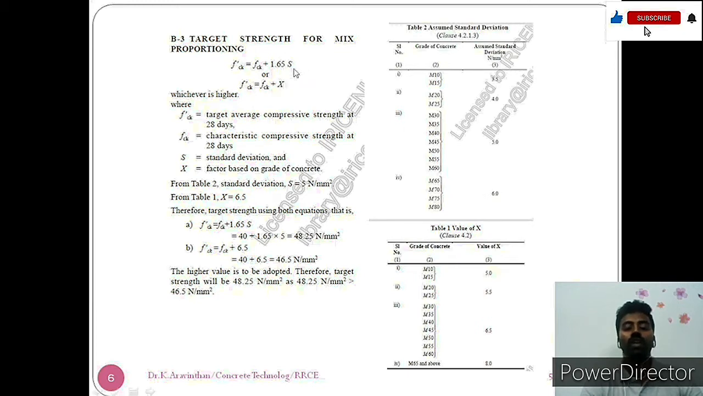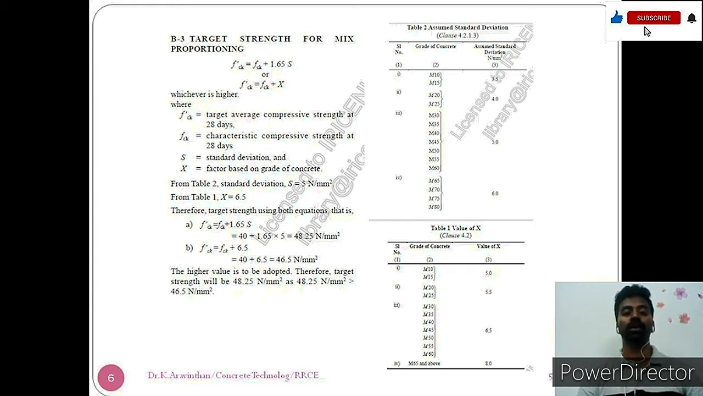So you have to assume the deviations according to the grade of the concrete. Here for M40 grade concrete, you have to assume 5 Newton per mm square as the standard deviation. This deviation is arrived at by the Indian Standard Code, and we will take that. If you want your own standard deviation, then you have to make a minimum of 30 samples and check the strength of the samples according to your mix, in order to arrive at your own standard deviation according to the quality control of your project work. So the code also suggests a scope for this.